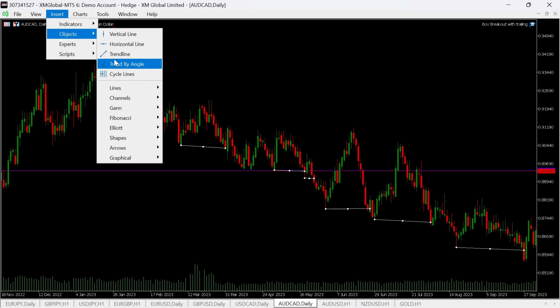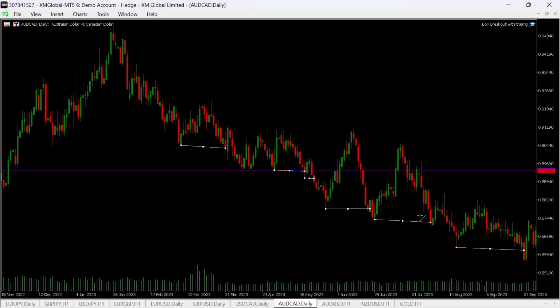Let us mark it right over here, forming this low, and then this high, and then break of structure to form this low. So these are the break of structures here, and the higher highs, lower lows and lower highs.